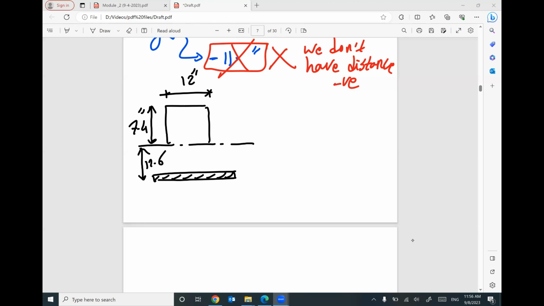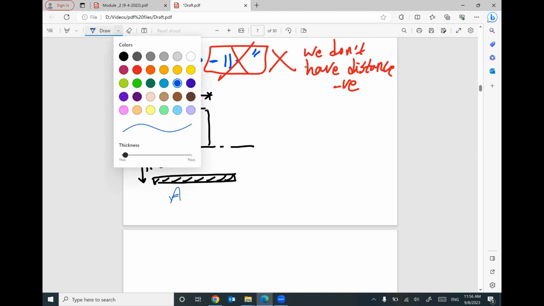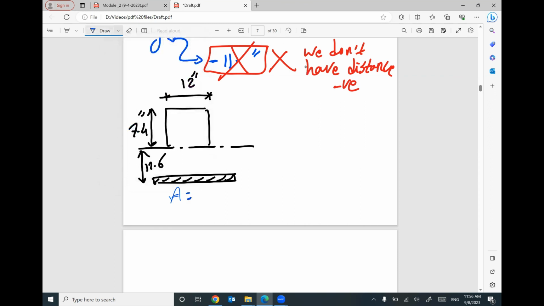Can you see my screen right now? Yes, sir. Okay, so this is the area here. You remember how much? 3.16 times 8.3. It's 26.2.